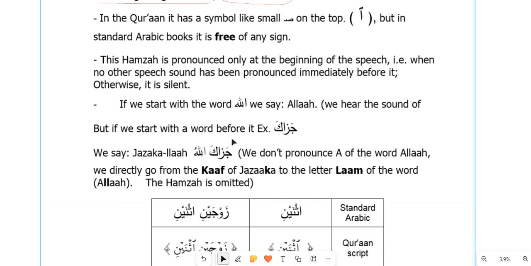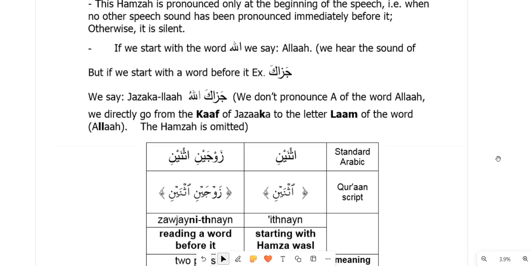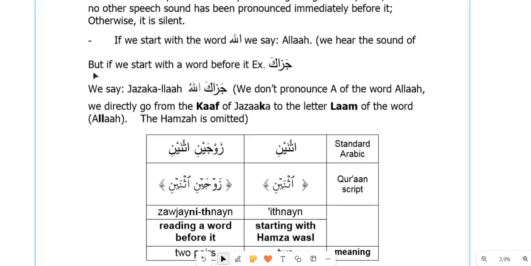Okay, so let's see the example and then you will be able to understand what I'm saying. For example, we start with the word Allah. When I say Allah, there is no other word before Lafzul Jalala, so I read it as Allah.